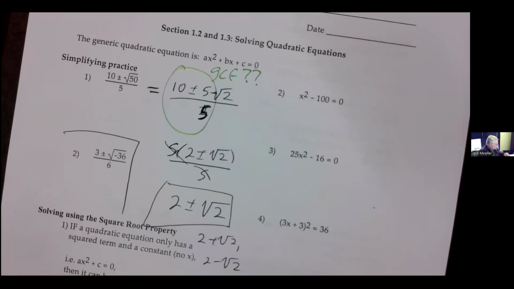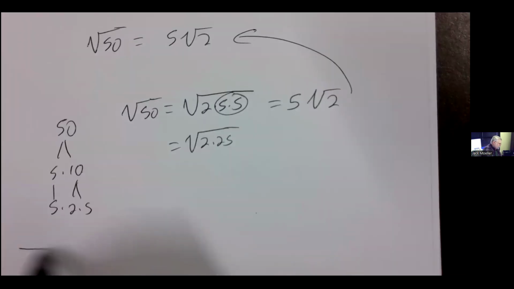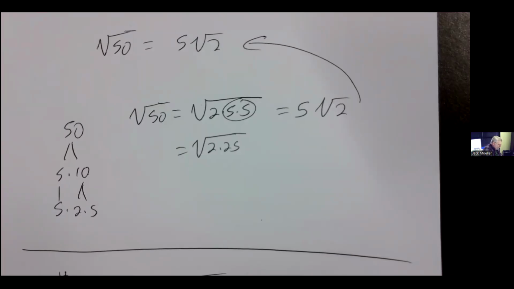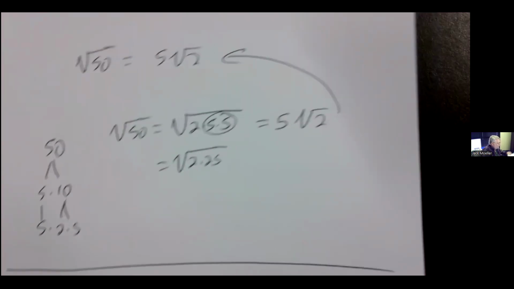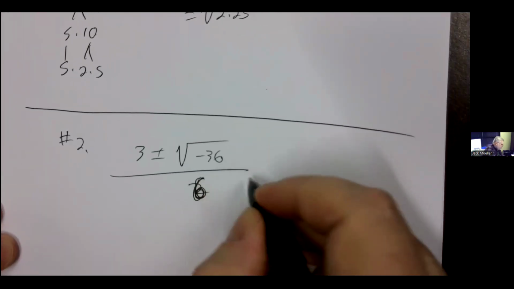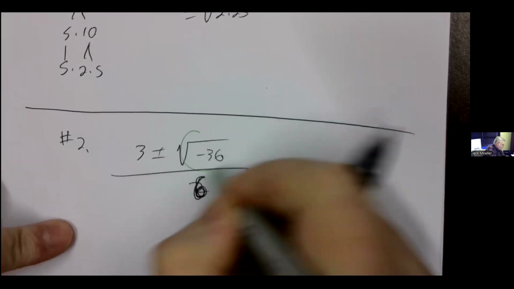All right. I'm out of room here, but let's do number 2 as well. Again, we're going to see answers like this when we get to the quadratic formula. So we're doing a little bit of review before we jump into the actual solving process. All right, so we have 3 plus or minus square root of negative 36 over 6. Okay, so simplify the radical. That's step 1.